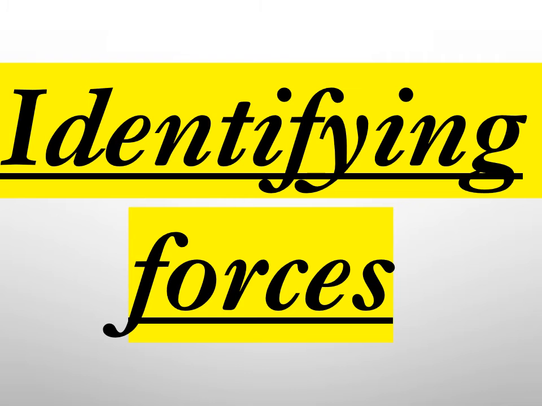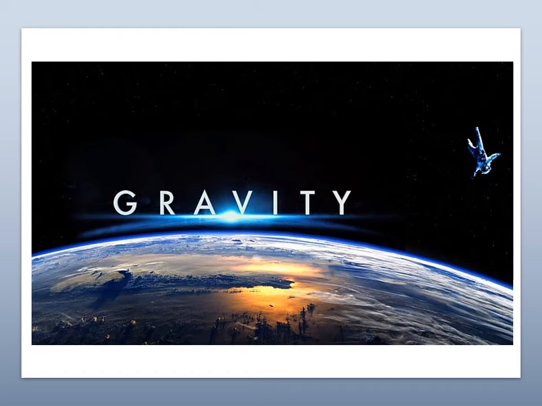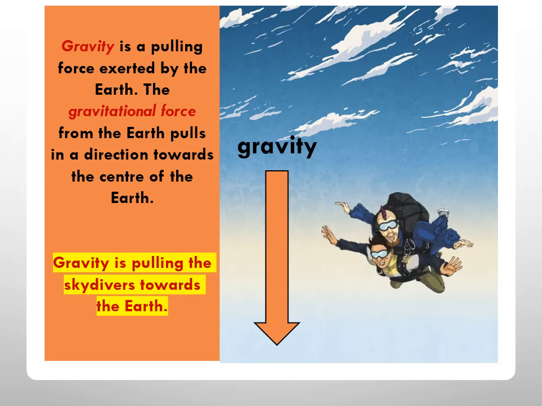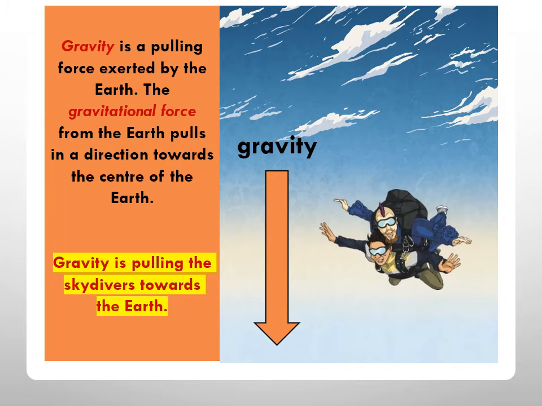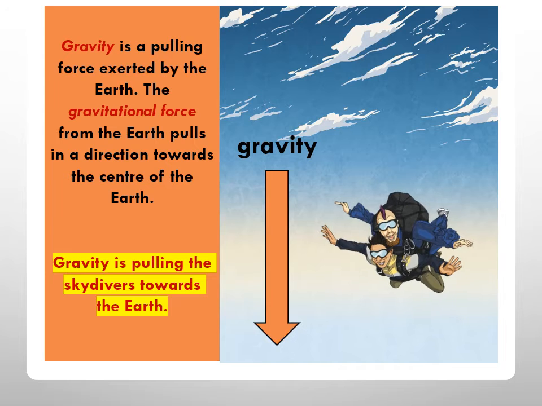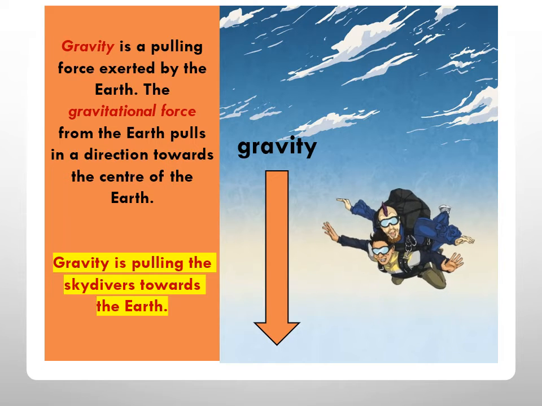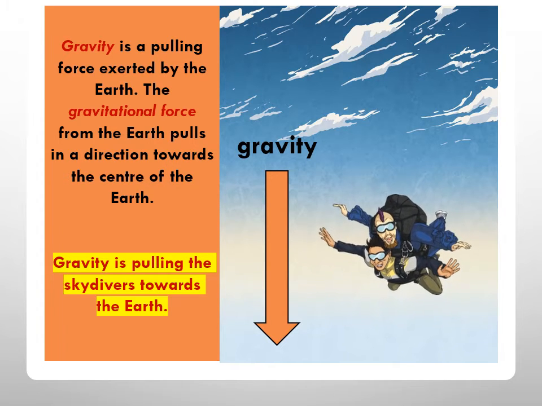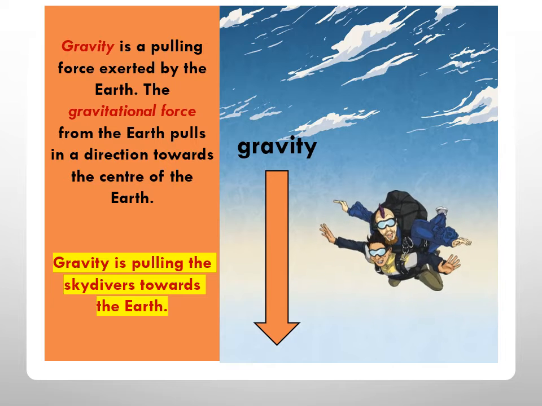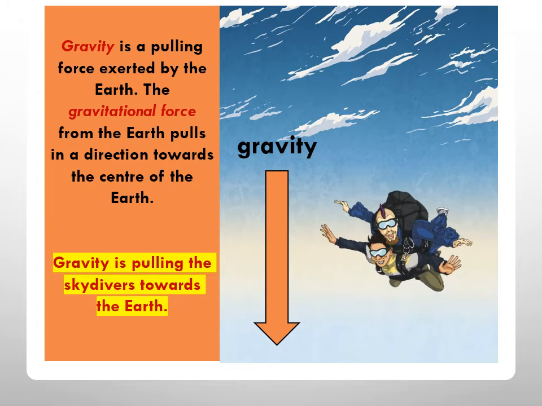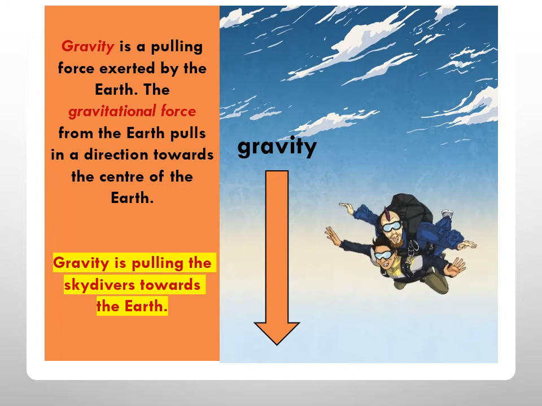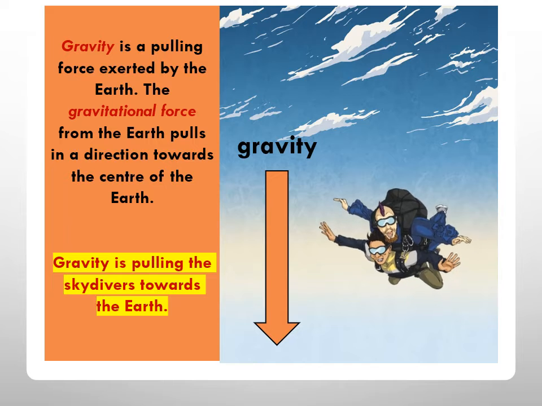Identifying forces. Number one, gravity. So let's get started with gravity. Gravity is a pulling force exerted by the earth. The gravitational force from the earth pulls in a direction towards the center of the earth. As you can see in the image, gravity is pulling the skydivers towards the earth. If there was no gravity, we would just fly off and stay up.